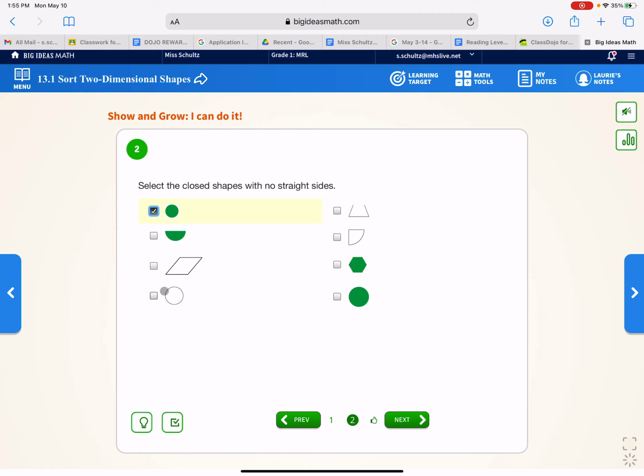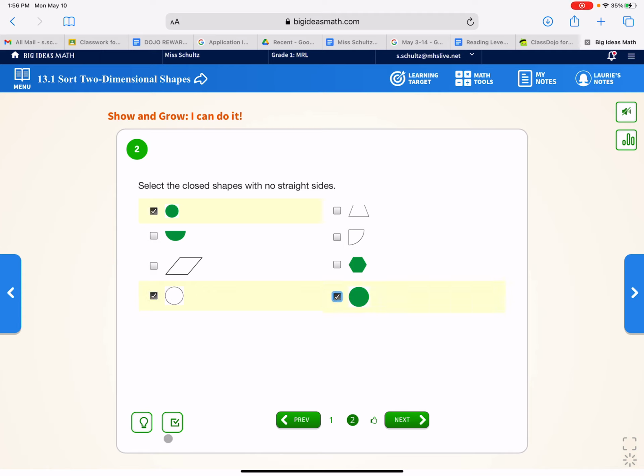And if we go down here, we have another circle, and it is indeed closed, and there is no straight sides. And then if we go to this shape over here, this one's open, so it doesn't meet the closed shape that we're looking for. And if we go below, we have a closed shape, but there is 2 straight sides, so that will not fit what we're looking for. And if we go down here, the hexagon, it is a closed shape, but it has 1, 2, 3, 4, 5, 6 straight sides. And if we go down below the hexagon, we have another circle, and it is closed, and there's no straight sides, so that will fit what we're looking for.